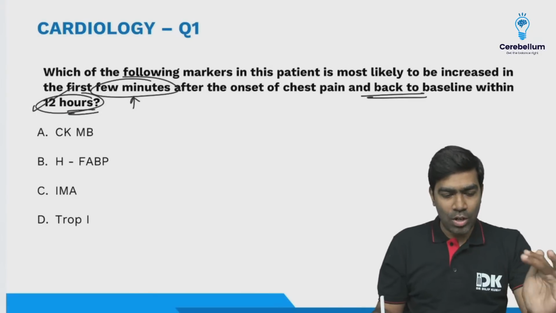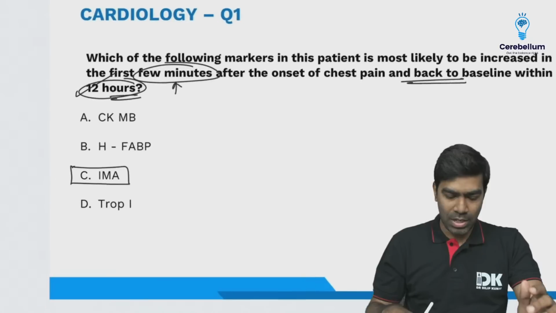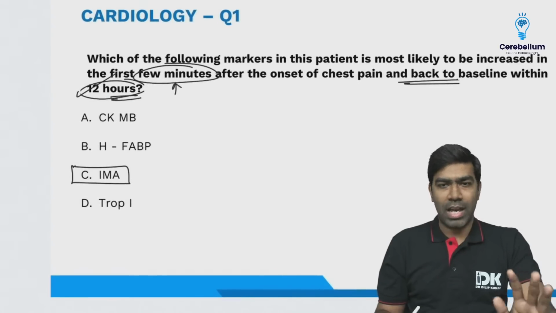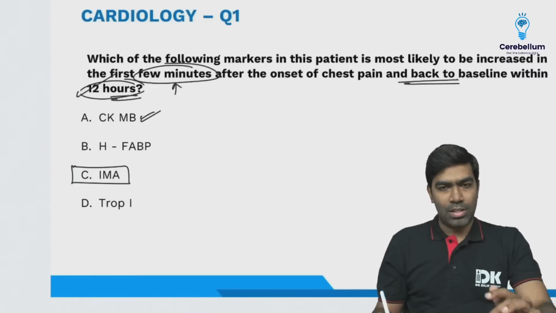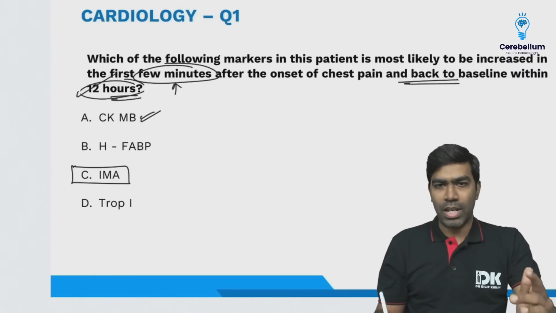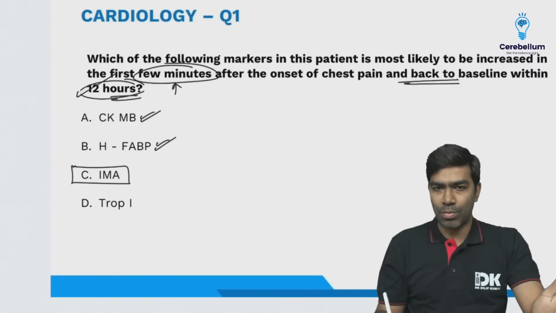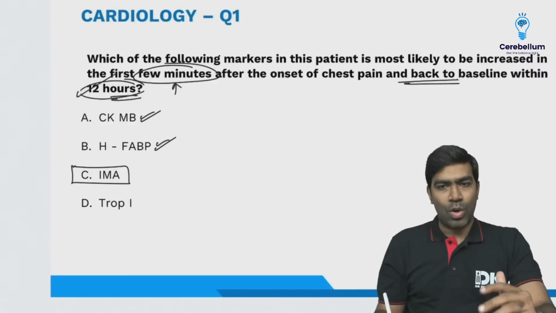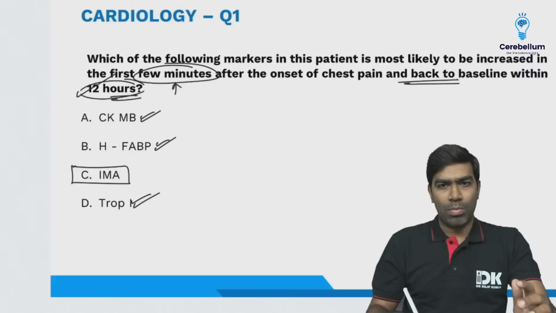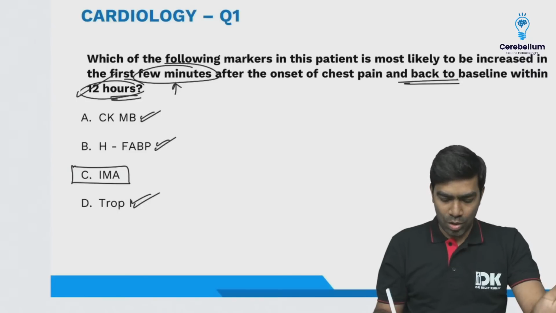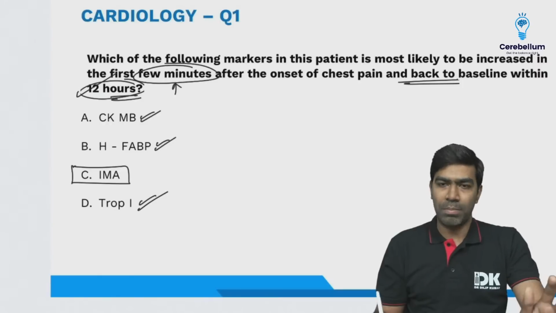So what will be your answer now? Very simple, your answer is going to be IMA. That is going to be ischemia modified albumin. That's it, nothing more than that. Because CKMB is not going to rise in the first few minutes, it's going to take approximately 3 to 4 hours. What about HFABP? It's not going to rise within the first few minutes. It's going to take around 1 to 4 hours at least. And what about your troponin I? Troponin I is going to take around 2 to 4 hours to start rising. So it's not going to rise within minutes.